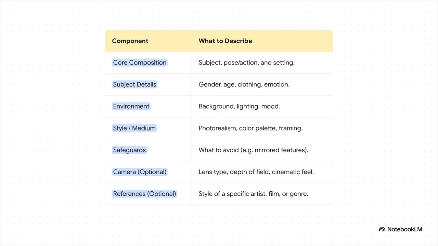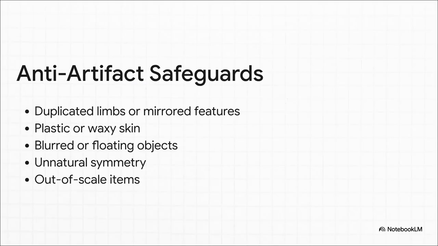But here's the real game changer, and we're going to spend some time on this. It's the idea of safeguards. This is where you actually tell the AI what not to do. So yeah, this is absolutely crucial. You have to tell the AI what you don't want. You know how AI models can sometimes generate those weird glitches or artifacts, the creepy stuff? Well, by explicitly adding safeguards like, hey, avoid duplicated limbs, or no plastic-looking skin, or make sure the anatomy is right, you are actively stopping those common AI mistakes right in their tracks. It's how you guide it towards something that actually looks real.